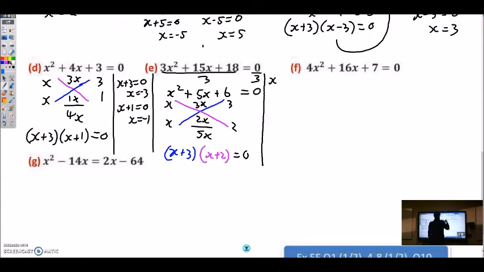If x plus 3 is 0, then x is equal to negative 3. If x plus 2 is equal to 0, then x is equal to negative 2.